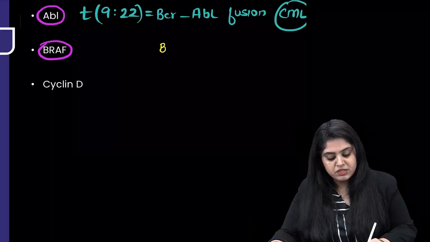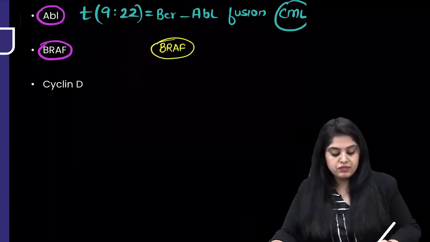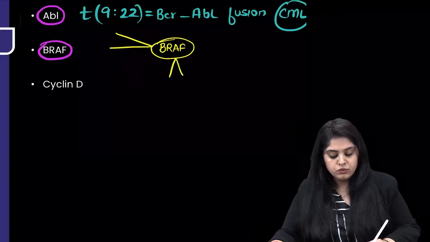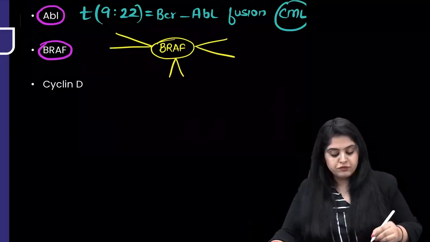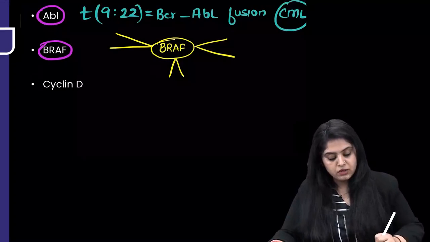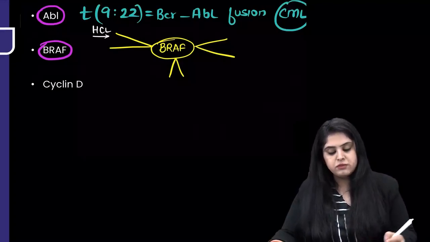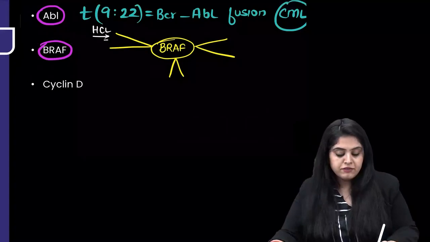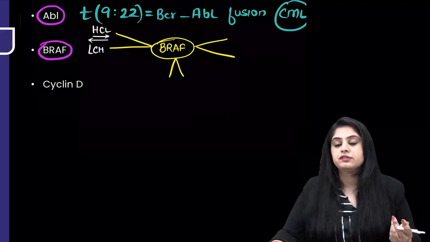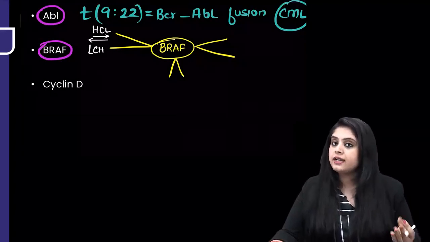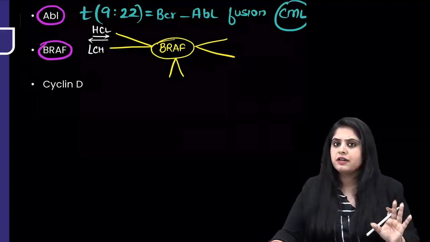Why do I say that? Because BRAF mutation can result in a total of 6 tumors. So I'll divide it into groups of 2. First and foremost, BRAF mutation can cause hairy cell leukemia. If you read it from left to right, it is hairy cell leukemia. If you read it from right to left, Langerhans cell histiocytosis. So hairy cell leukemia and Langerhans cell histiocytosis. One set is done.